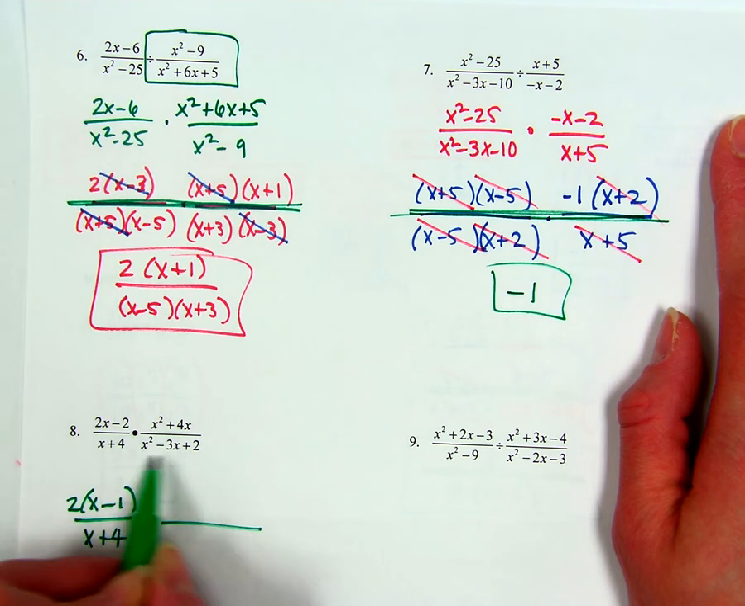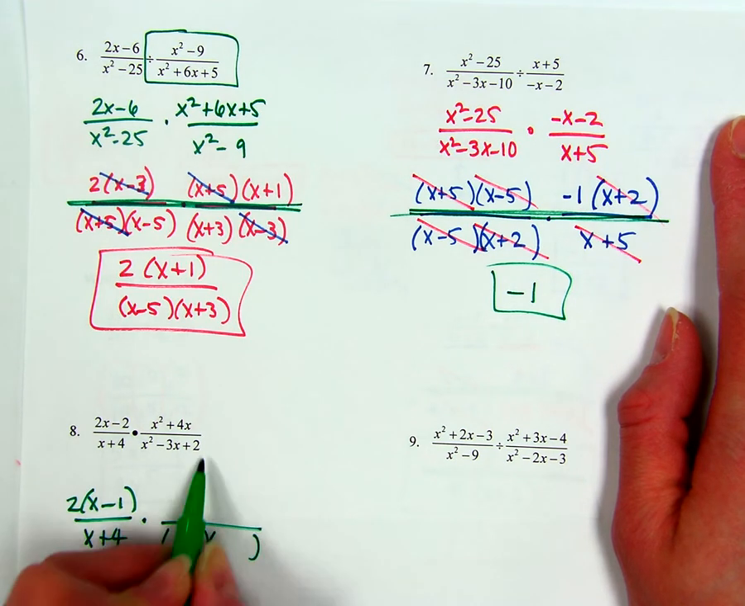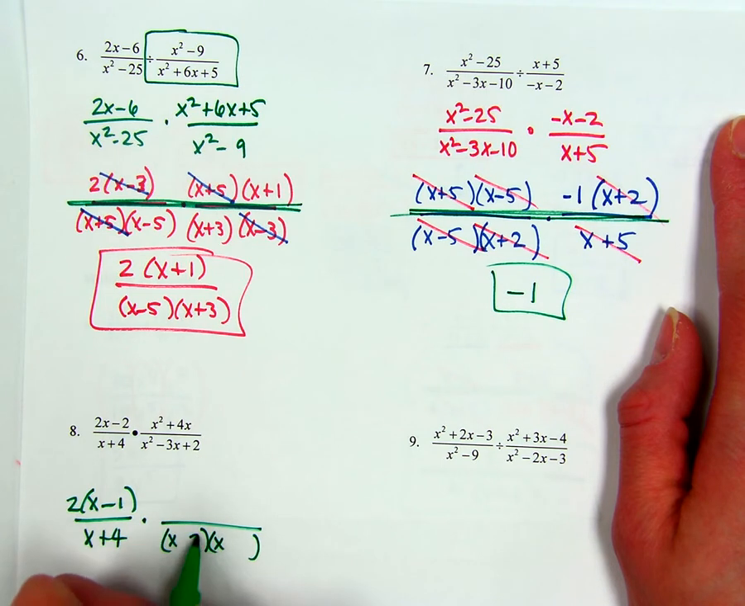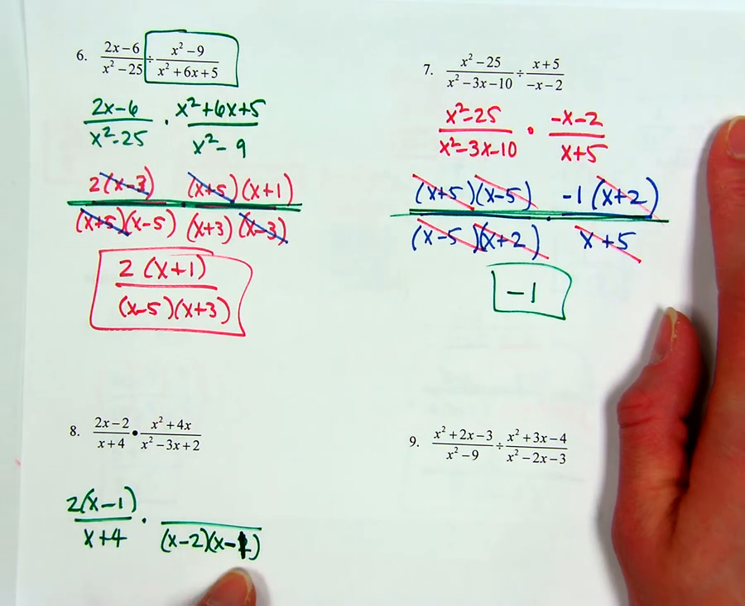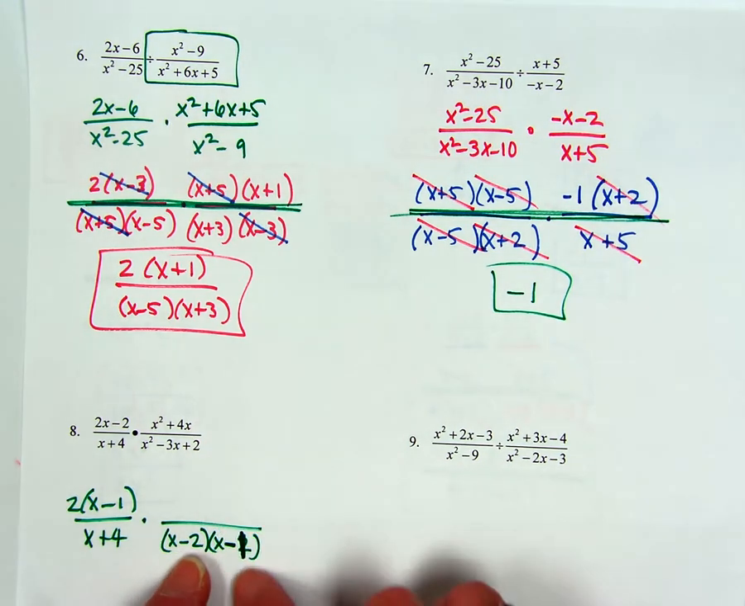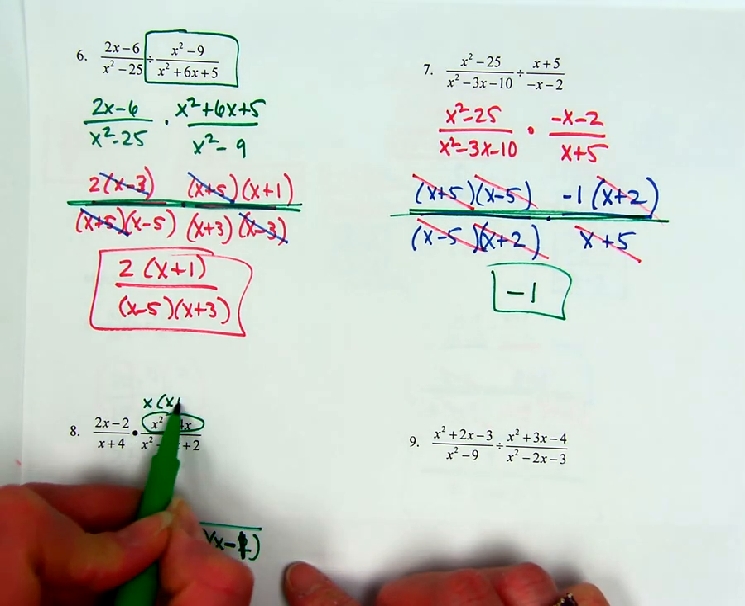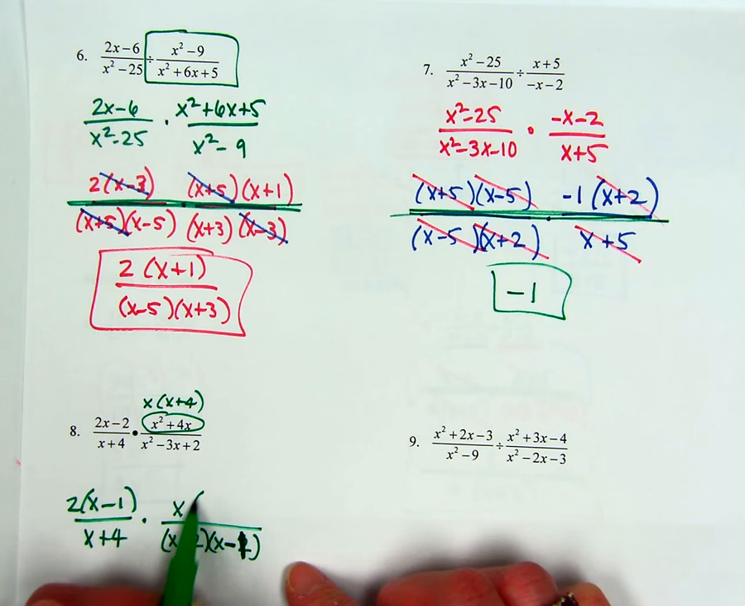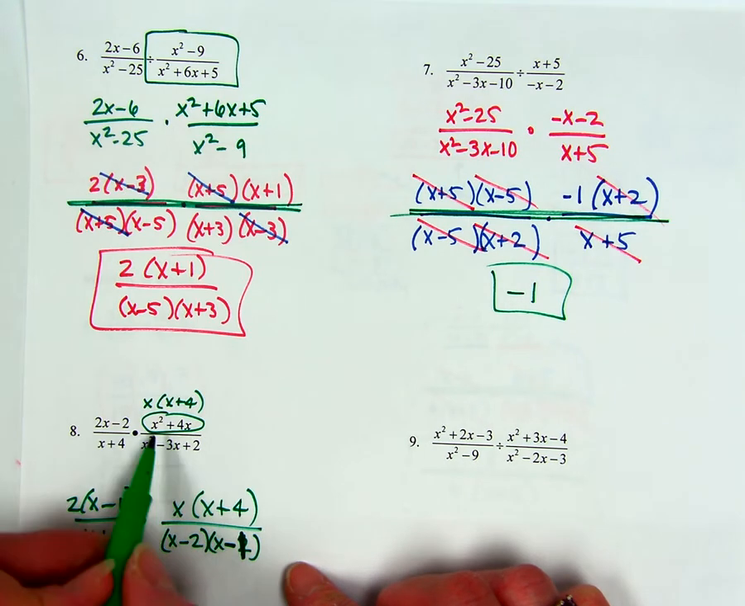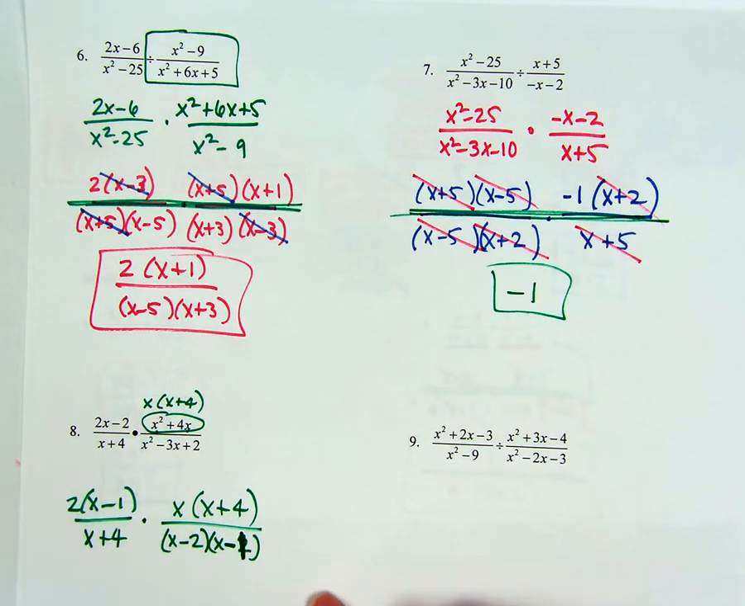This one is a trinomial, so you look for what multiplies to 2 that adds to -3. So we've got -2 and -1. Those multiply to +2, but they add to -3. Here, you could take out an x. So we're going to do x times x plus 4. Notice that there was an x in both. That's how I knew to take out a GCF.